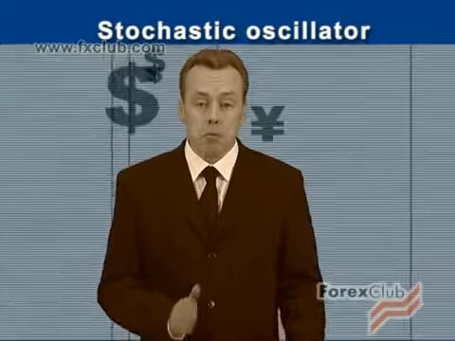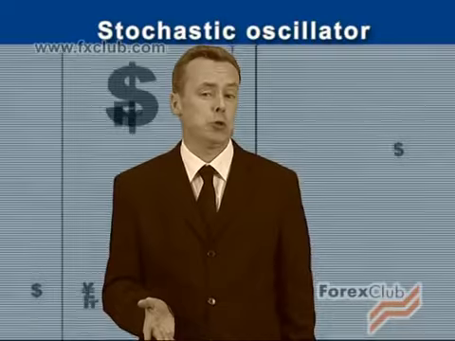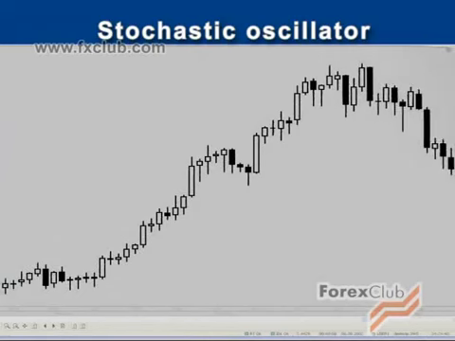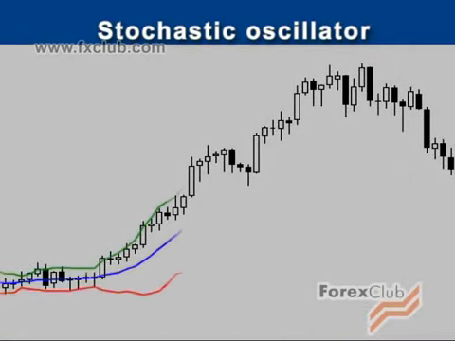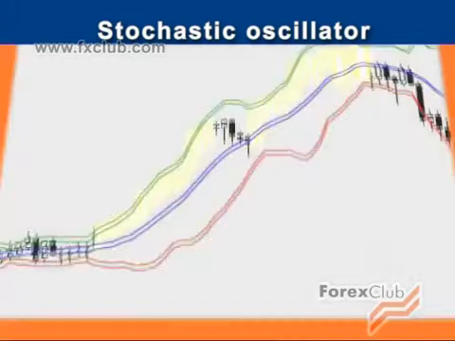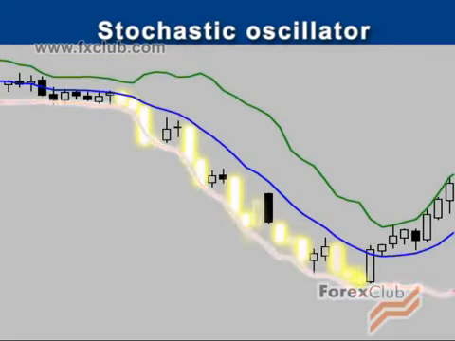It was developed many years ago by George Lane. Nevertheless, it's been making something of a comeback recently because of modern technology. What's 20 years between friends? The principle of the stochastic oscillator is based on the tendency that, with a general price rise, closing prices as a rule converge to the upper boundary of the price range. And vice versa, when there is a downtrend on the market, they converge to the lower boundary.